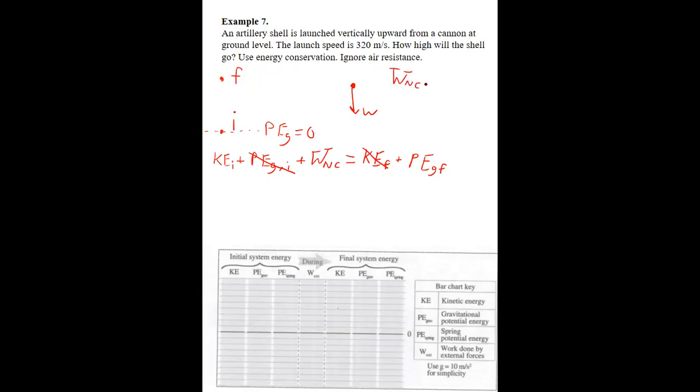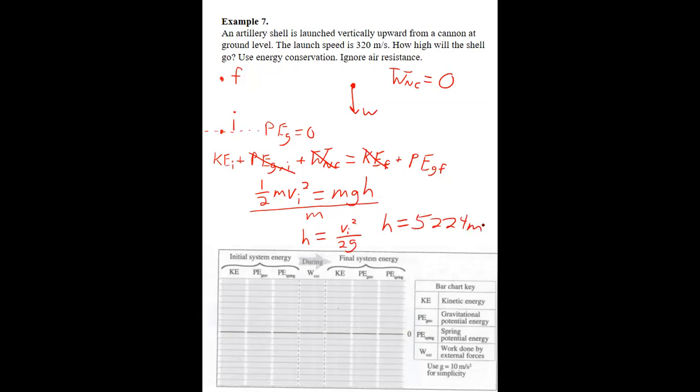The work by non-conservative forces is equal to zero because the object is in free fall and there's only the weight acting on it. So that term goes away and we are left with 1/2 m v_i² equals mgh. We can divide all of the terms by m and simplify down to h equals v_i² over 2g. Substituting the numbers in, we get a height of about 5,200 meters.